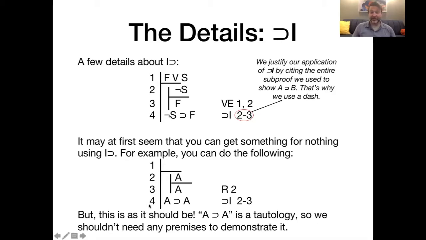So the conditional introduction rule is very powerful because it can show things that hold even though we don't know anything else is true. But those things will always take a conditional form when it demonstrates them.